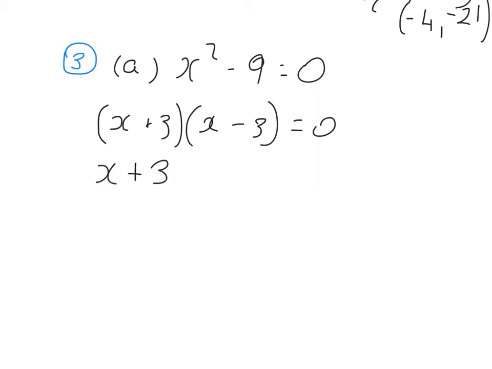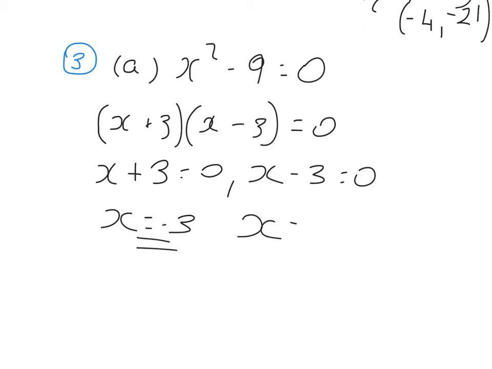So we'll get x plus 3 is equal to 0, x minus 3 is equal to 0, x equals minus 3, and x equals 3. And if I had been asked to sketch and mark the roots, those would have been the roots, and the axis of symmetry would have been easy to locate as well. Part B.